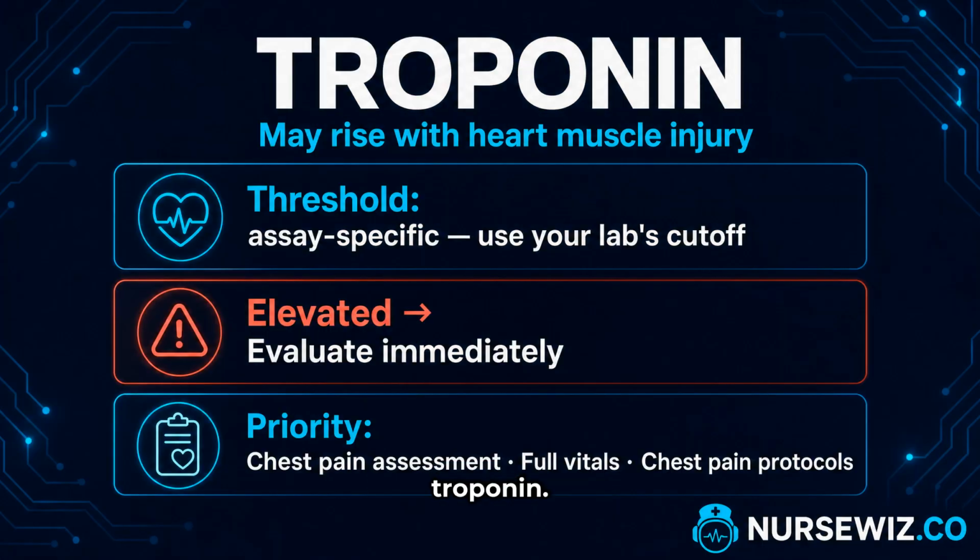8. Troponin. Troponin may rise with heart muscle injury, and thresholds depend on the assay your lab runs, so use your lab's cutoff. Your priority is speed. An elevated troponin is evaluated immediately. Assess chest pain, take a full set of vital signs, and follow your chest pain protocols.